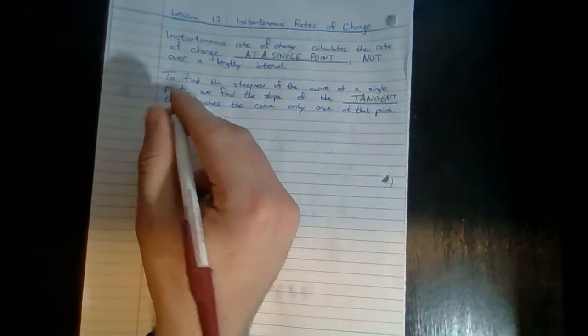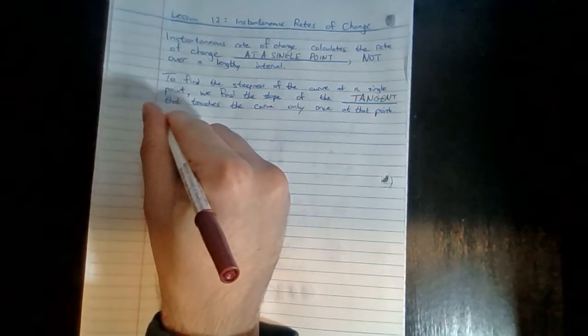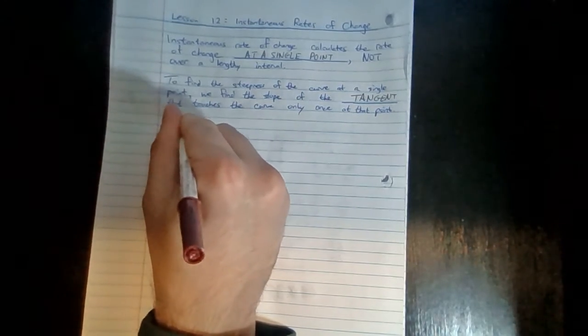So in calculus, you will be able to do it exactly. For now, we're going to choose a very, very small interval in order to mimic the slope of the tangent at that point. So we're going to use two different methods. We'll use the difference quotient.